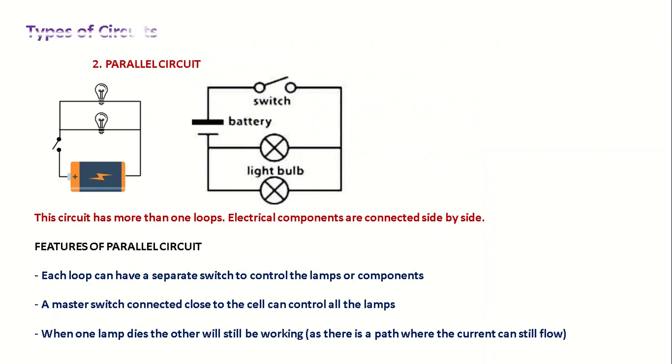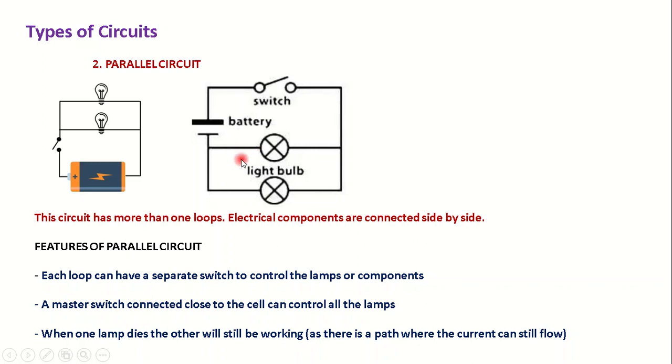Number 2, parallel circuit. A circuit that has more than one loop is a parallel circuit. The components in this case are connected side by side, like what we have here. Some of the features are: each loop can have a separate switch to control the lamp or components in the loop.